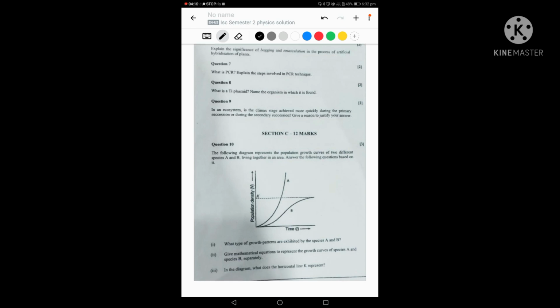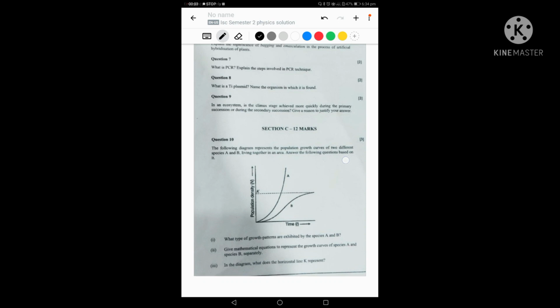PCR is polymerase chain reaction. The steps involved in the PCR technique are denaturation, annealing, and then extension. You can define PCR as a technique used in the amplification of a gene to make multiple copies of the original gene.